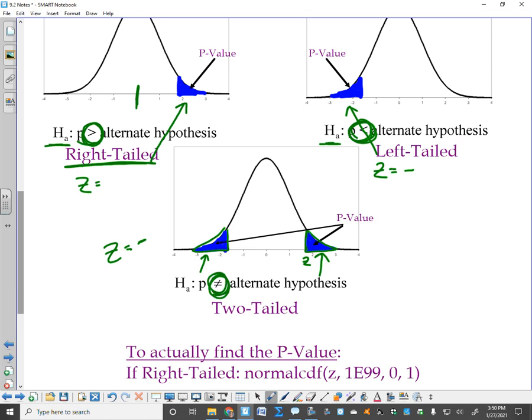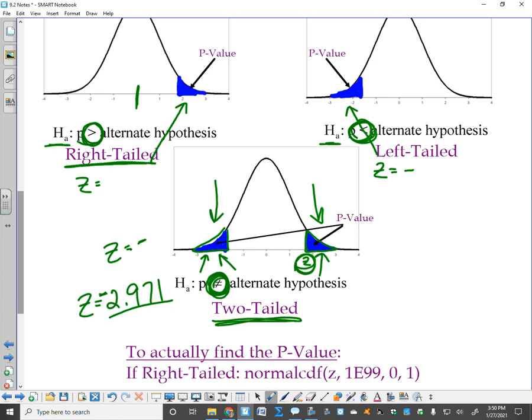So when it's not equal to, this is the tricky one, it is two-tailed, which means you're going to use the z that you get. Let's say positive 2.971, then I know I'm over here. So I'm going to normal CDF from 2.971 to infinity, comma 0, comma 1, and get my area. But then I've got to remember to double it because I've got that area down there. Because I'm not equal to, which means I've got area on both sides, because it's not specifically greater than or less than.